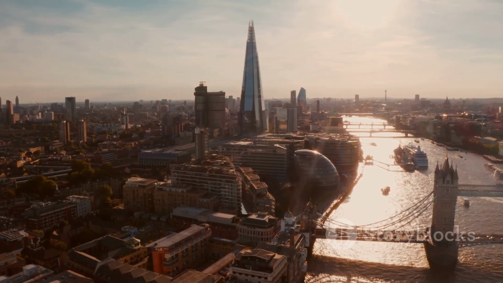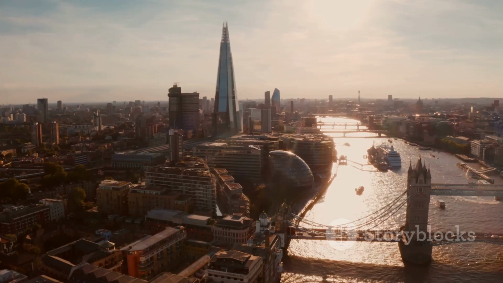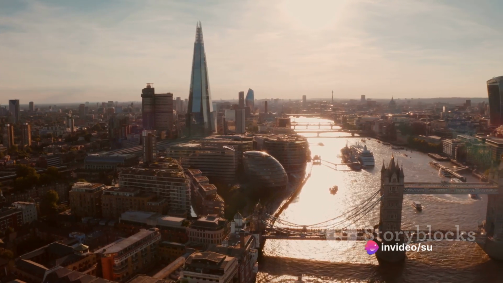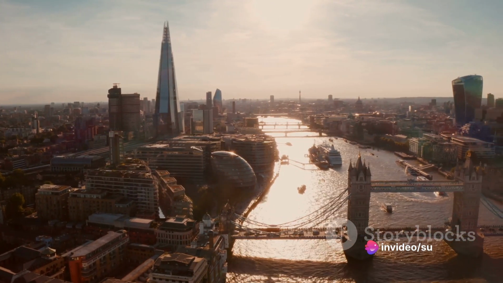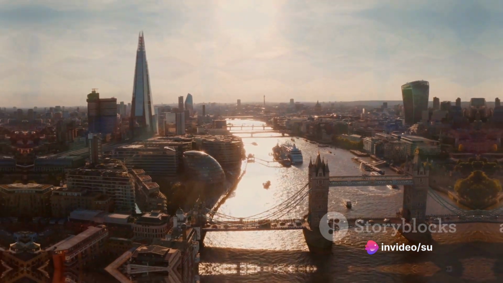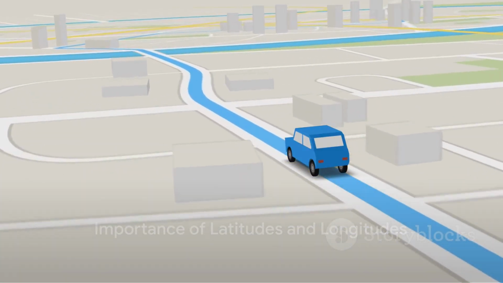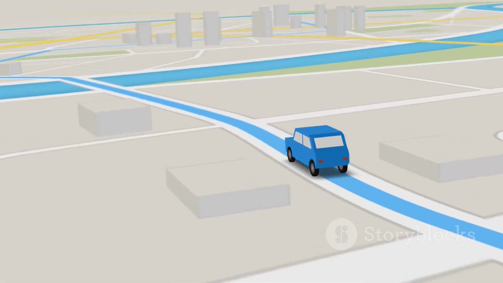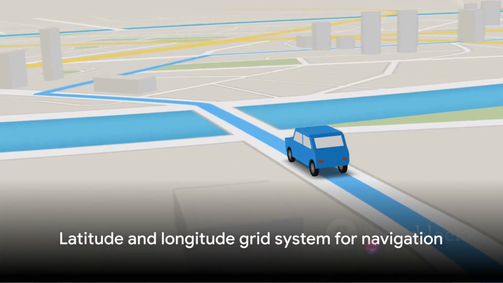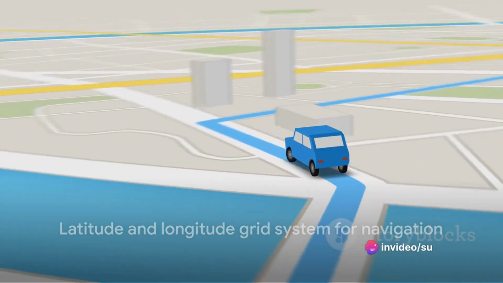For example, London, England, is located at approximately 51 degrees north latitude and 0 degrees longitude, as it sits on the prime meridian. With this system, we can navigate the seas, fly planes, and even find specific locations on a hiking trail. Without latitudes and longitudes, we'd be lost, quite literally.